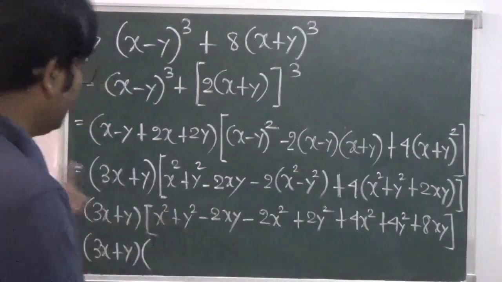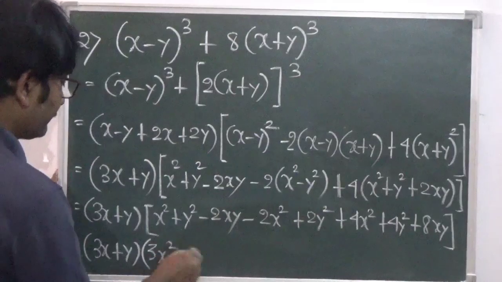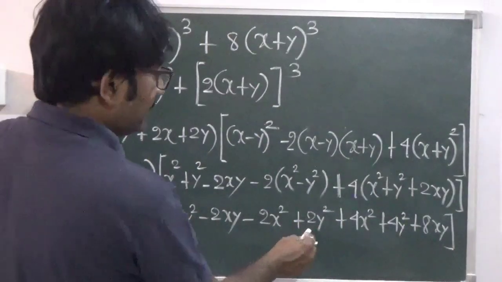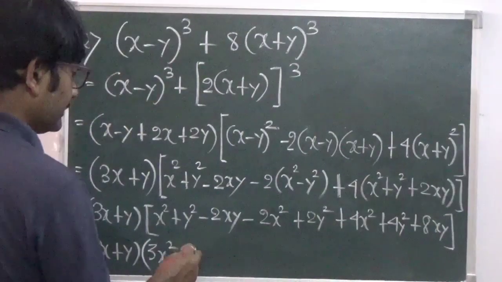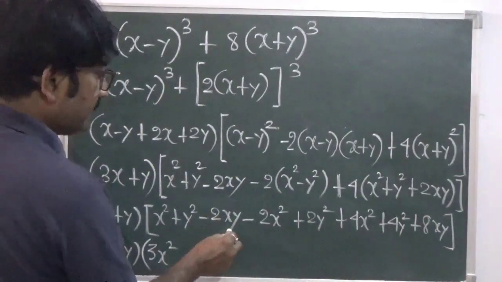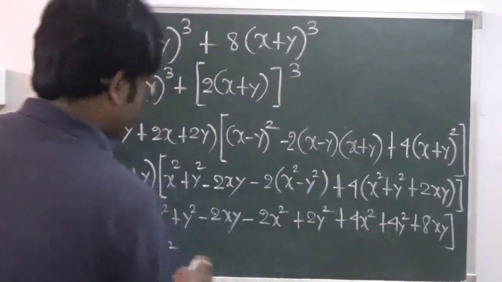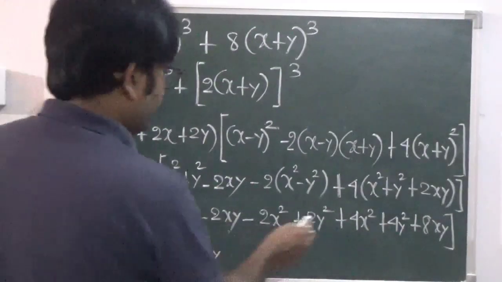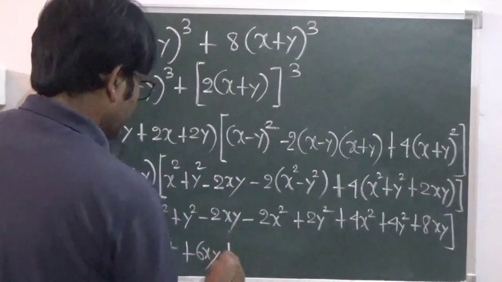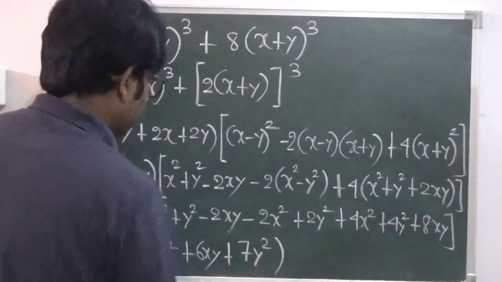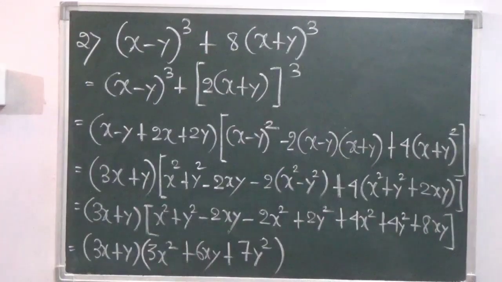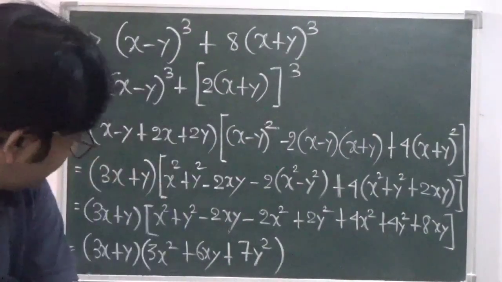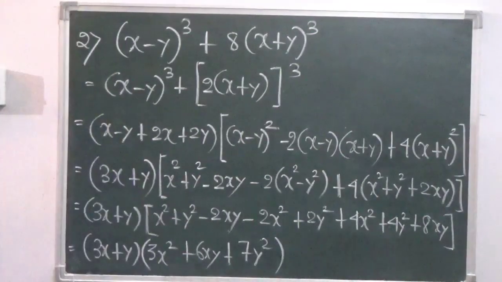5x square minus 2, that is 3x square. Y square plus 2y square, 3y square plus 4, 7y square, and this is minus 2xy plus 8xy, that is 6xy. So this is the final result. Let me check the answer: 3x plus y, 3x square plus 7y square plus 6xy. Yes, the answer is correct.